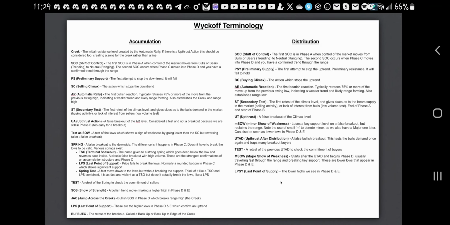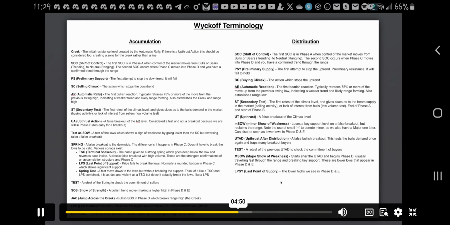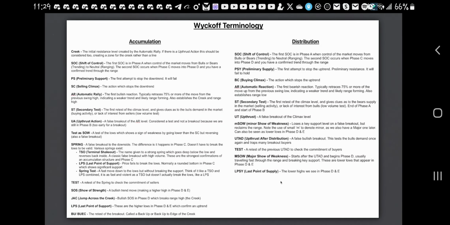Now in distribution, we have the same shift of control. So in distribution, the market will shift from bullish to ranging and then to bearish. But it's the same thing. You have two of them, and you want to look out for them. PSY, preliminary supply. Same as preliminary support, just inversed. It's the first attempt to stop the uptrend. It will fail because we go into a buying climax. The next one, BC. So that's the action which stops the uptrend.